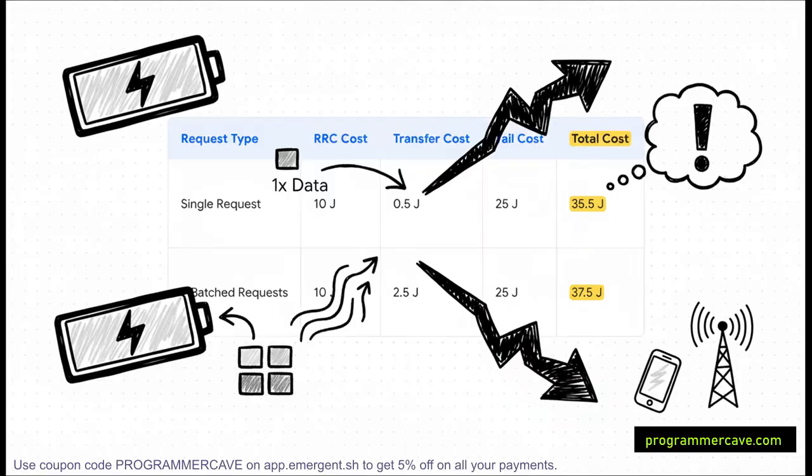This table is really all the proof you need. Look at the energy cost for one single request. 10 joules for the RRC wake-up, only half a joule for the actual data transfer, but a massive 25 joules for the tail. The tail costs more than everything else combined. Now look at 5 batched requests. The transfer cost goes up a bit, of course, but the RRC and the tail costs, they are identical. The total energy to send 5 times the data is barely any higher than sending just one request. The tail is the real energy monster here.